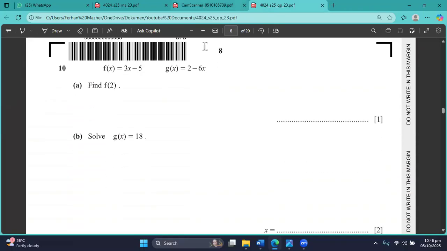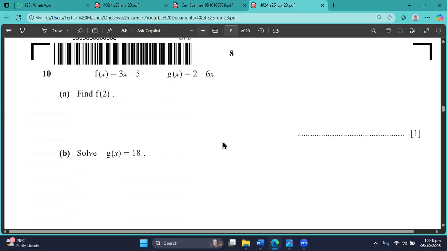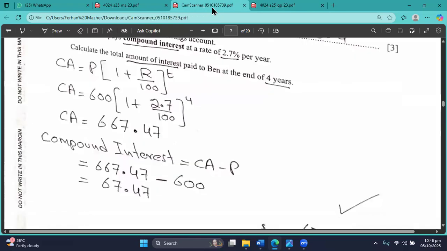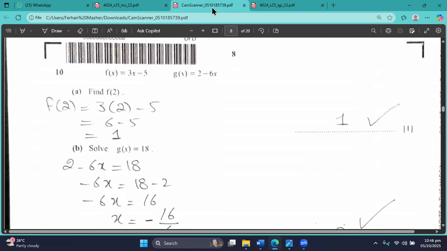Question number 10 showing up on your screen. Here he says f of x is equal to 3x minus 5. Another function g of x is equal to 2 minus 6x. First of all, they say find f of 2. So in this function, in the place of the x, substitute 2 and do the calculation. Then it will be very easy.